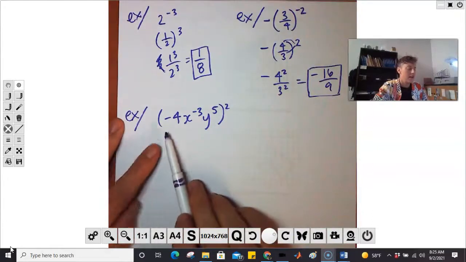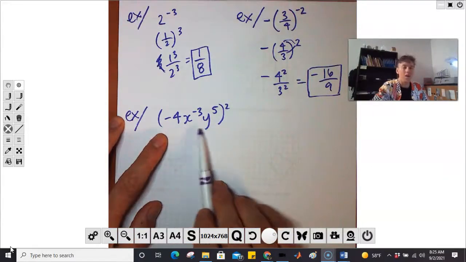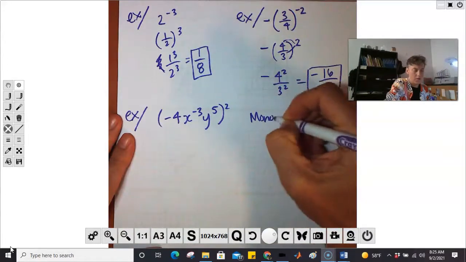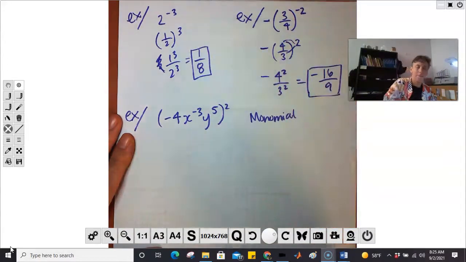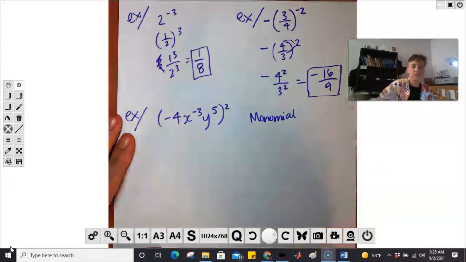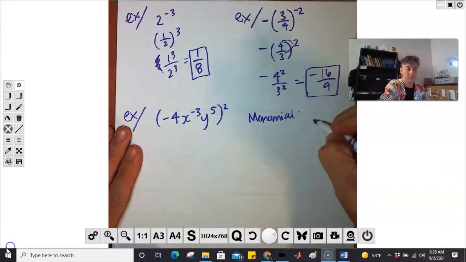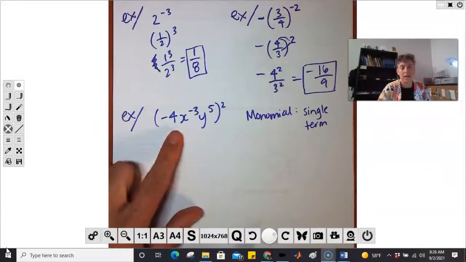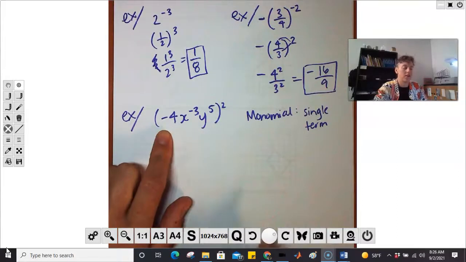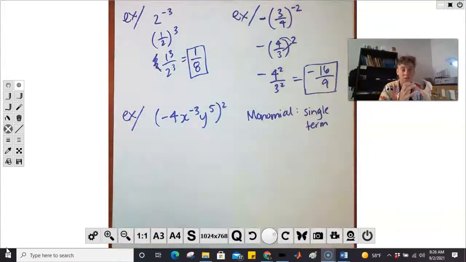All right, and now we've got this long monomial. What is a monomial? A monomial. Mono means one. It is a single term. So our monomial was a single term. I'm not adding, I'm not subtracting, I'm just multiplying all these things together. So this is a single term.